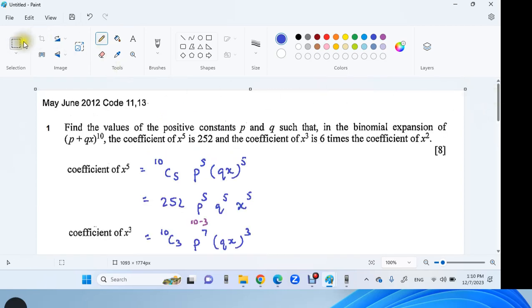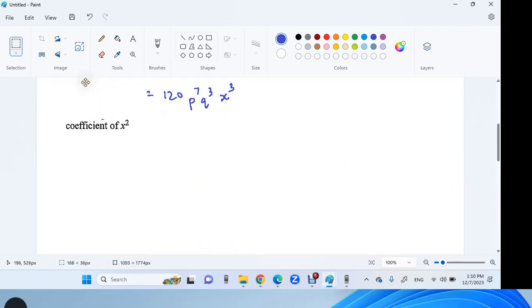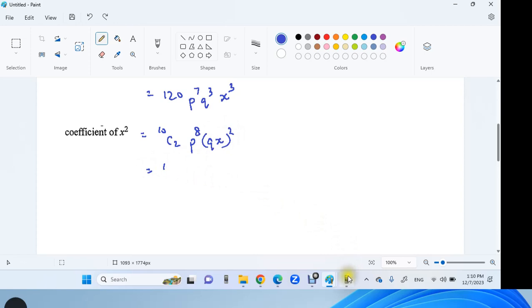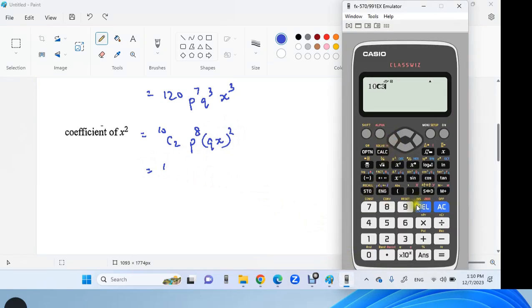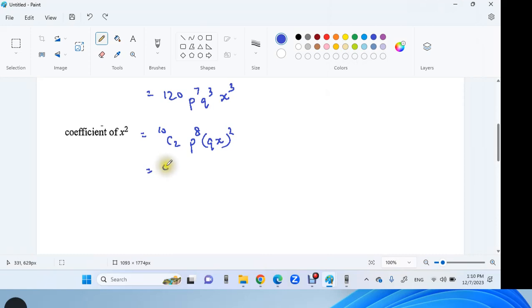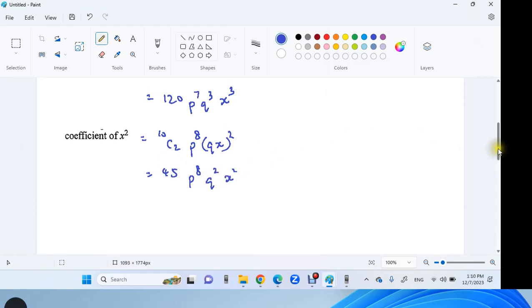And we want to find the coefficient of x squared. So the coefficient for x squared is 10C2, p to the power of 8, and qx to the power of 2. 10C2 is 45, so 45 p to the power 8, q squared, x squared.